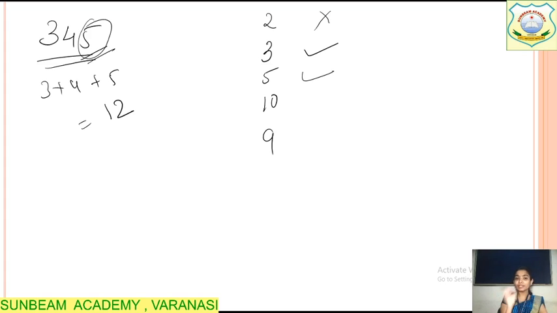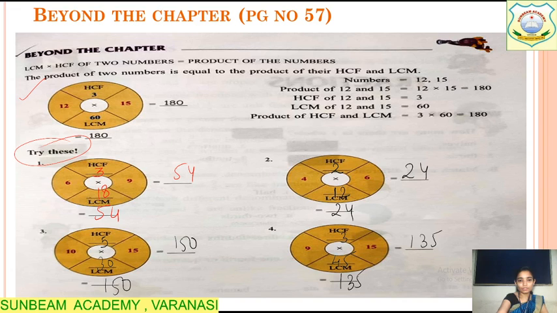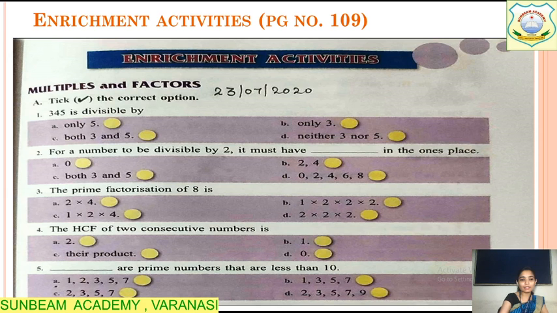10 का रूल क्या है? 0. अगर लास्ट में 0 है तो ही डिविजिबल होगा. तो यहाँ पे 0 नहीं है, so it is not divisible. 9 का रूल क्या है, सम करते हैं और 9 की टेबल में आता है कि नहीं, 12 है, 12 9 की टेबल में नहीं आता, so it is not divisible by 9. Yes, it is divisible by 3 and 5. So can you see the answer? Both 3 and 5 is the correct answer.